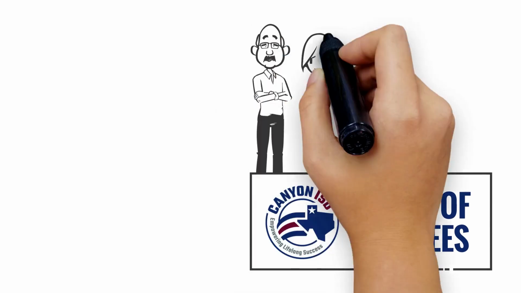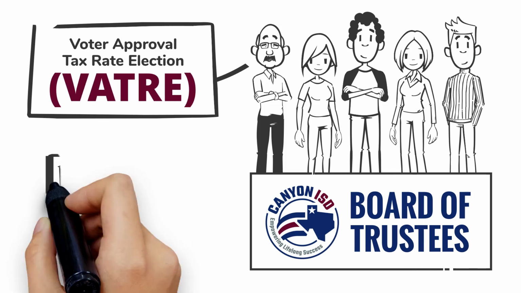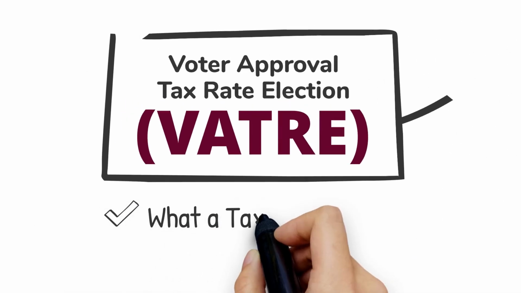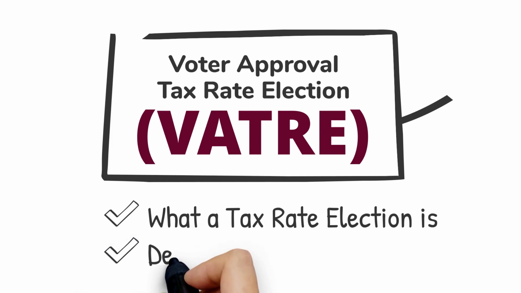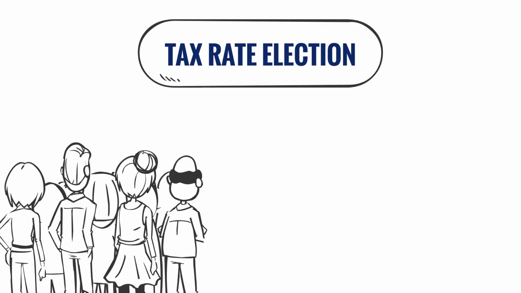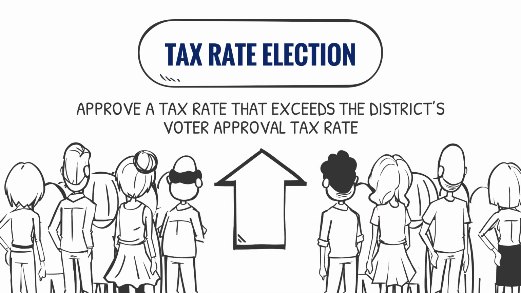The Canyon ISD Board of Trustees has called a voter approval tax rate election set for Tuesday, November 7th. This short video will explain what a tax rate election is and demonstrate its effect on Canyon ISD. The purpose of a tax rate election is to ask the community to approve a tax rate that exceeds the district's voter approval tax rate.